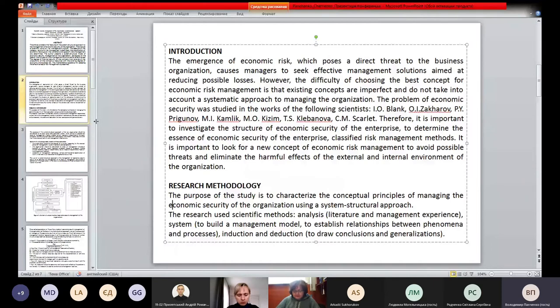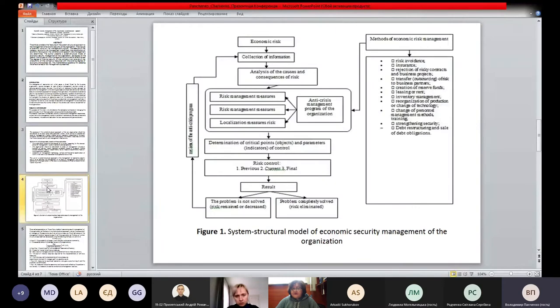Two, the essence and content of the system structural approach. The essence of the system structural approach is that any organization should be considered as an open social and production system, which consists of appropriate levels of management, higher, middle, lower, elements, departments, divisions, branches, and the links between them. Exchange of information and resources, and it also has the purpose of activity and management mechanisms.